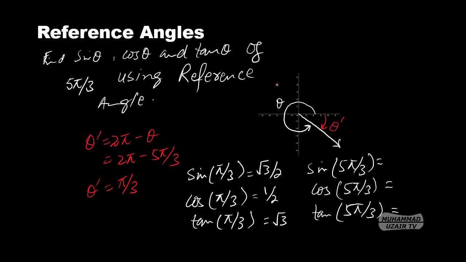Similarly, as we know that this is in the fourth quadrant, only cos and secant will be positive, so there will be a negative sign here and here. So minus under root 3 divided by 2, this will be the same 1 over 2 because it is in the fourth quadrant, and the last, minus under root 3.